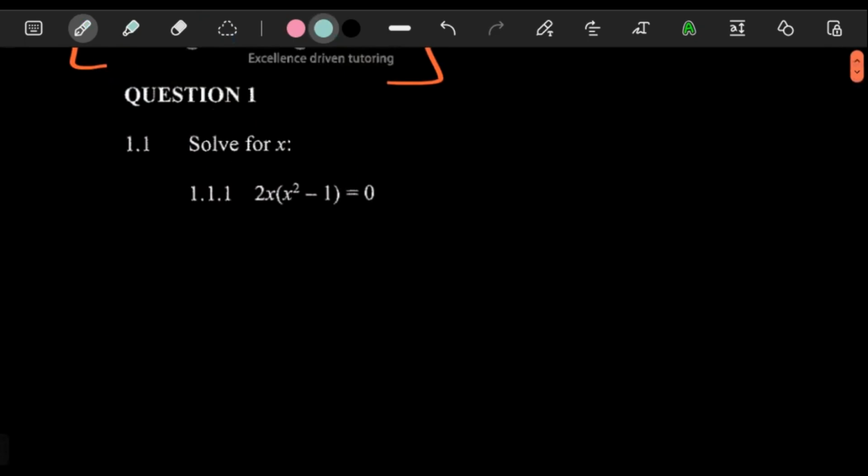So with a question like this one, the first thing that you want to keep in mind is if you're going to solve for x, fortunately, if your expression is equal to 0, what you know is you can make the first portion equal to 0, and then you can make the second portion also equal to 0.